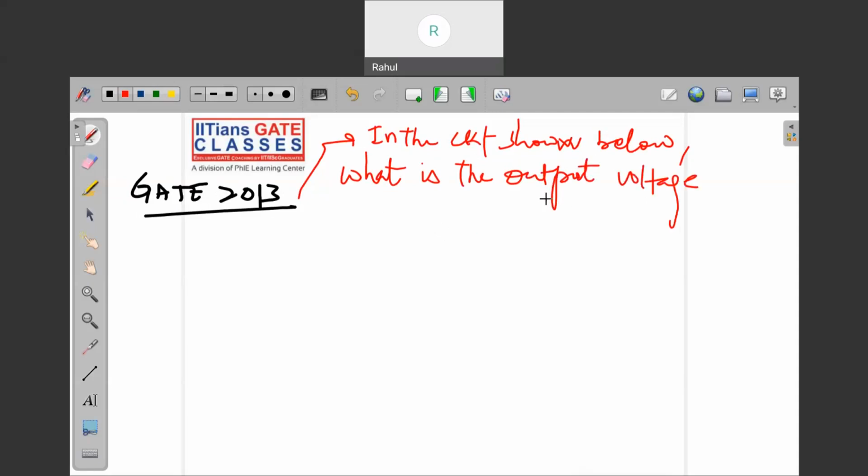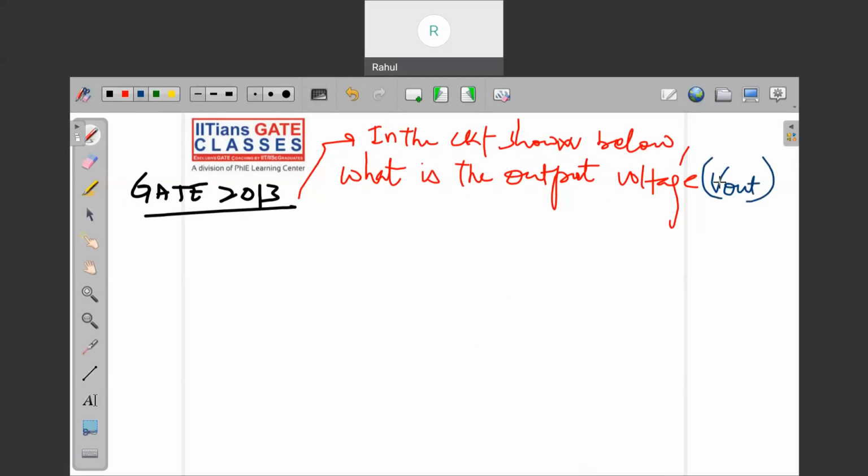Guys, you have to learn how I'm solving the problem. The approach is very important. Even if you know the solution, you know the answer, the approach is very important because you must be able to solve questions in a smart way. So in the circuit shown below, what is the output voltage V out?